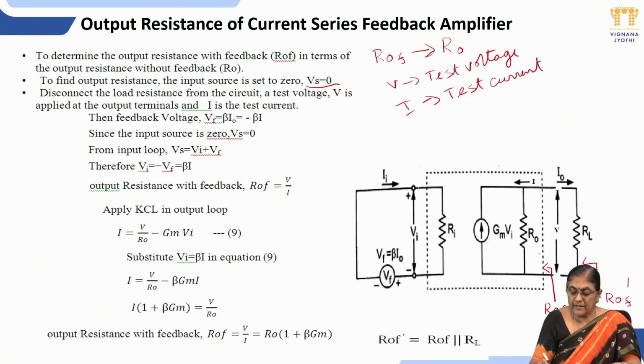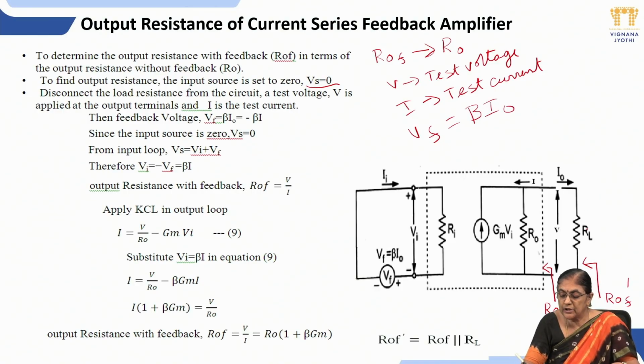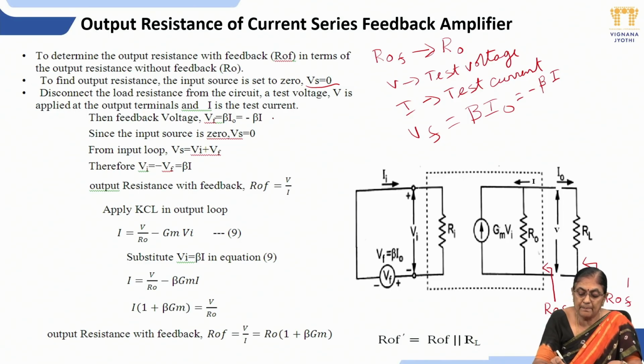Okay. But what is the feedback voltage? Feedback voltage Vf is equals to beta I naught. I naught is current flowing through the load resistance, but test current I is in the opposite direction of I naught. So what is the relation between I naught and I? I naught is equals to minus I. Then Vf is equals to minus beta into I. Feedback voltage Vf is equals to minus beta I. By setting the Vs to 0, from the input loop, you will get Vs is equals to Vi plus Vf.